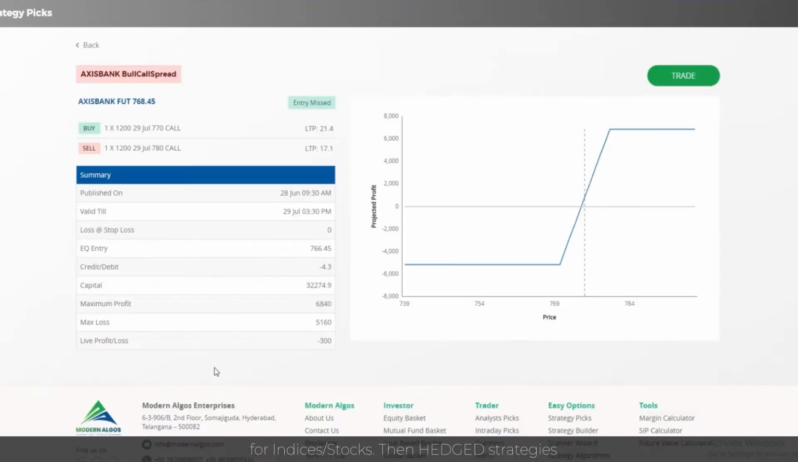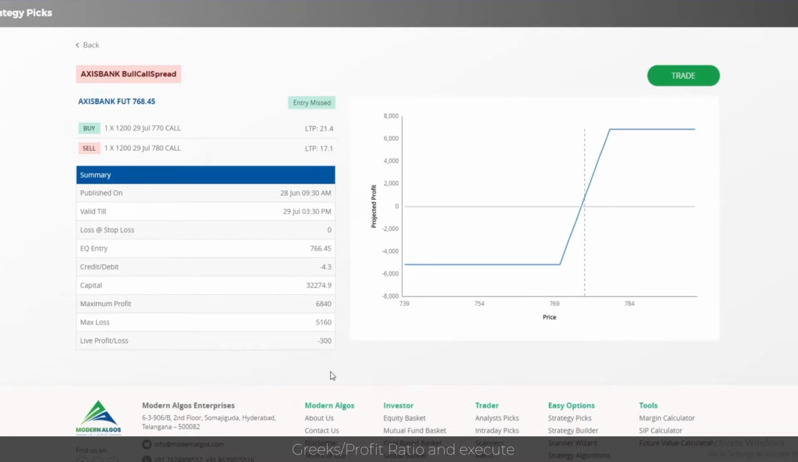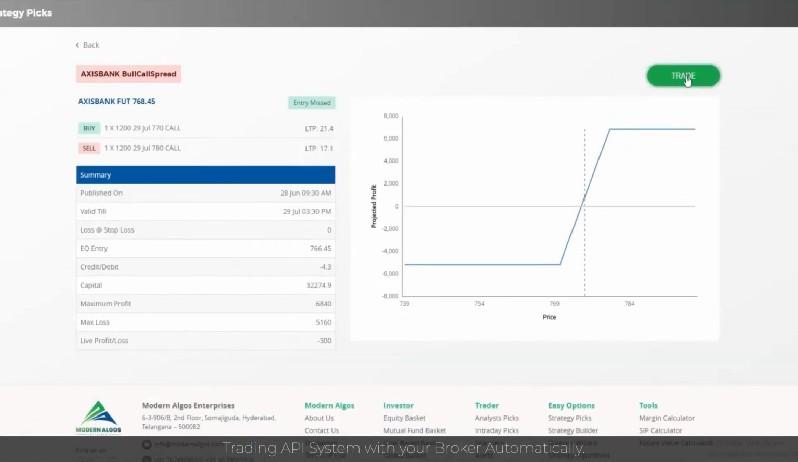Then, hedge strategies are identified with predefined probability of success and risk-reward ratios. Simply look at them, analyze with the payoff chart options, Greek/profit ratio. Execute them through ModernAlgos' robust trading API system with your broker automatically.